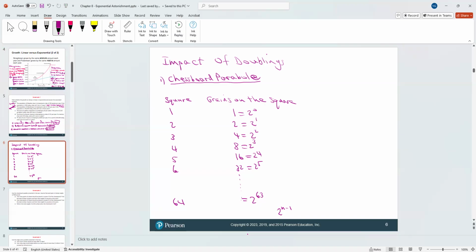In this table, I can show you each square gets twice as many grains as the previous one, right? So the number of grains on any square is a power of 2. If we add a third column that we don't see here, we could put the total grains. That's exactly those total grains you can see here, if you add one for all of this.